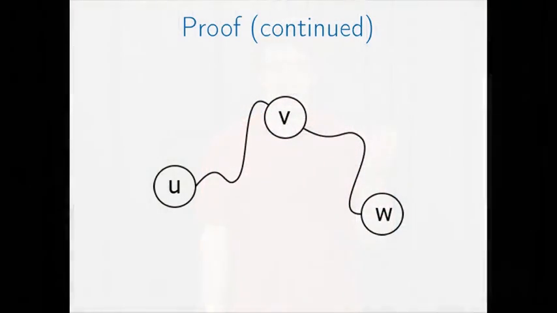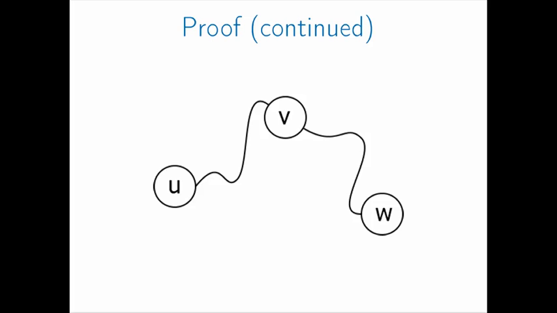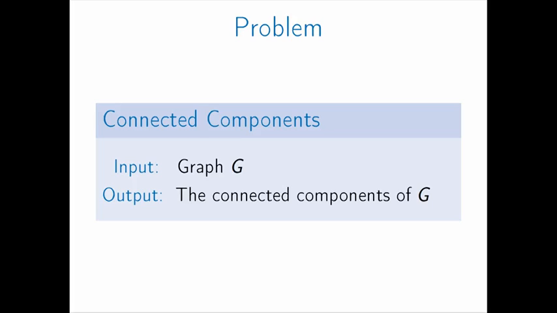The point is that you can reach U from V, which means that there's a path from V to U. You can also find a path from V to W. And if you glue these paths together at V, then you have a path from U to W. So they can be reached from each other. Okay, so that completes the proof.